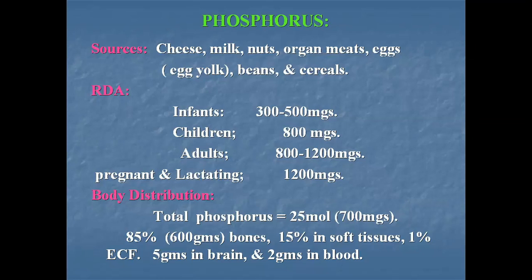Body distribution. Total body phosphorus is about 700 milligrams. 85%, about 600 grams, is in bones, 15% in soft tissues, 1% in extracellular fluid, 5 grams found in the brain, and 2 grams found in blood.